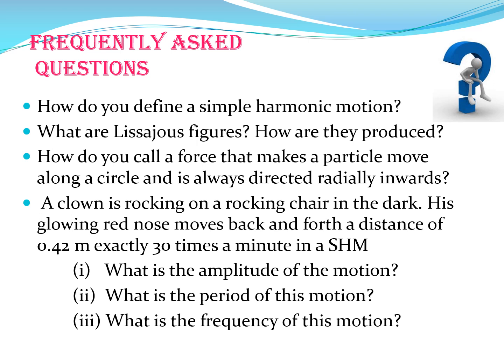A clown is rocking on a rocking chair in the dark. His glowing red nose moves back and forth a distance of 0.2 meter, exactly 30 times a minute in a simple harmonic motion. What is the amplitude? What is the period? What is the frequency? All these things could be asked.